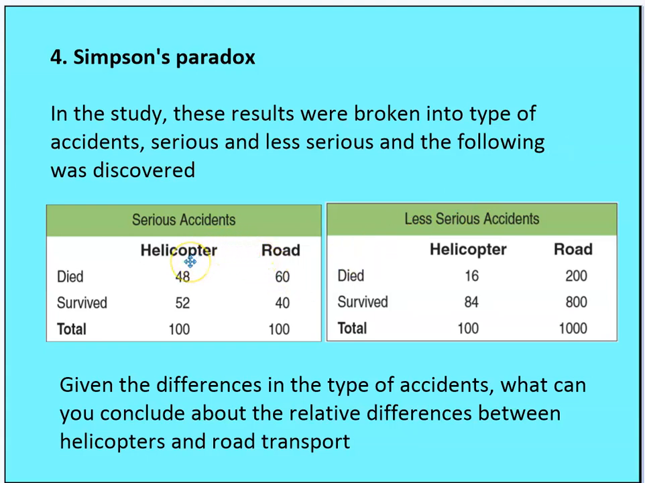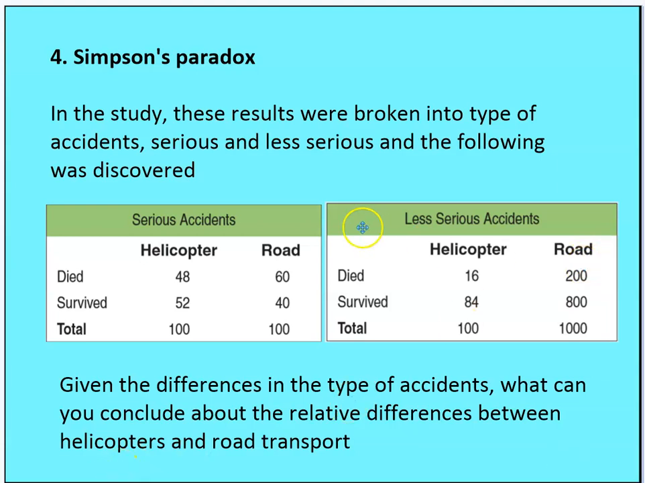And we can see that for serious accidents, helicopter patients, 48 out of 100 died, whereas in those brought by an ambulance, 60 out of 100 died. And now for less serious accidents, 16 out of 100 died for helicopter, and for road, 200 out of 1,000 people died.